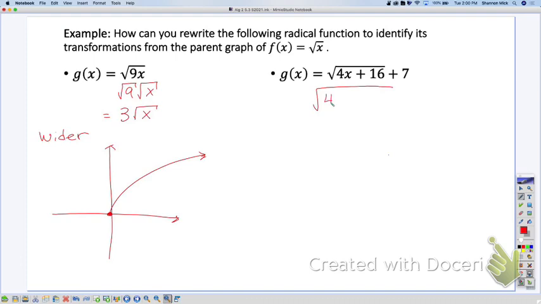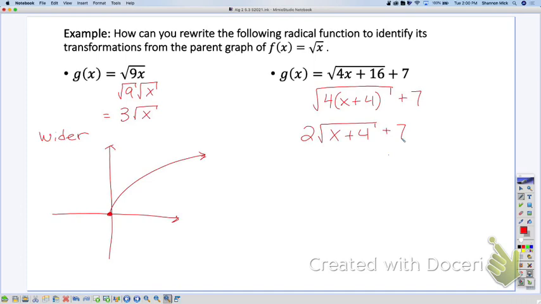So I have 4 times x plus 4, correct? Well, this is the square root of 4 times the square root of x plus 4. So what's the square root of 4? 2. So I could rewrite this as 2 square root of x plus 4, couldn't I? Now, is that something we've been dealing with and easier to deal with? Yes. It makes it wider.